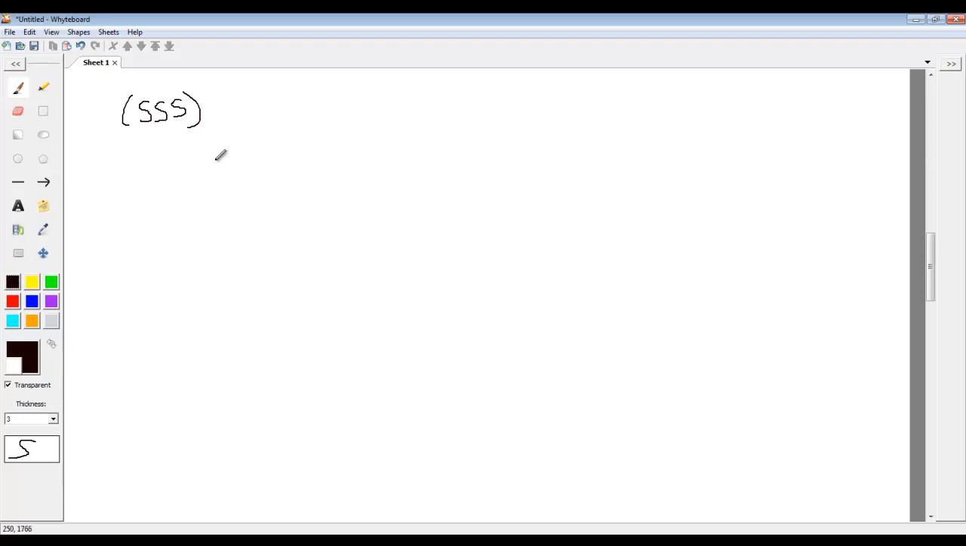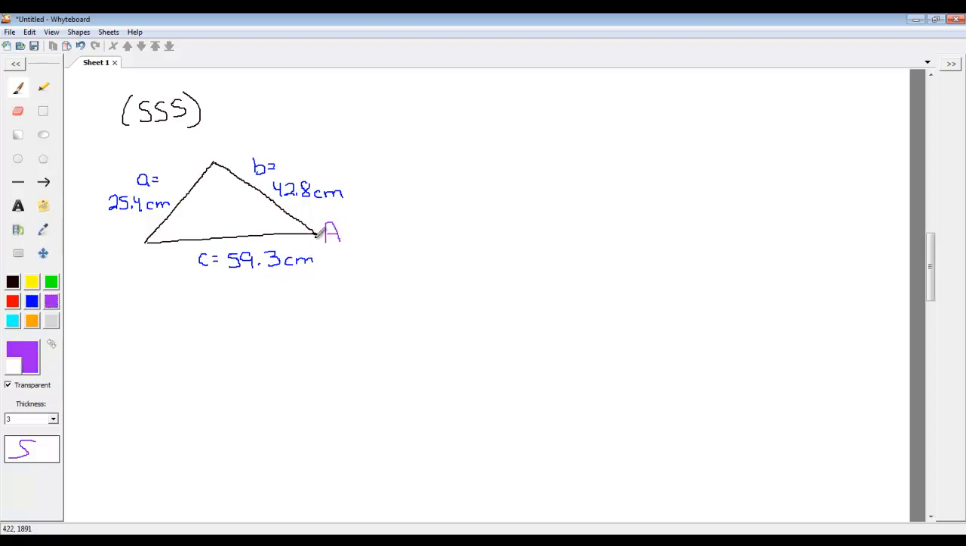Okay, triangle ABC yet again. Side A, the shortest side, is 25.4 centimeters. Side B, the middle side, 42.8 centimeters. Side C, longest side, 59.3 centimeters. And we're going to be solving for angles A, B, and C here.